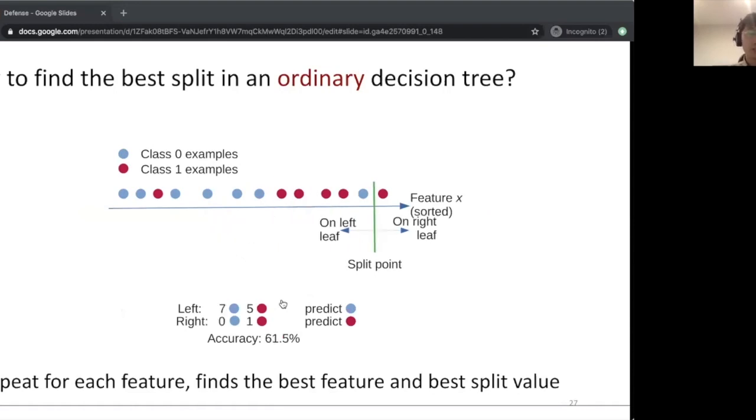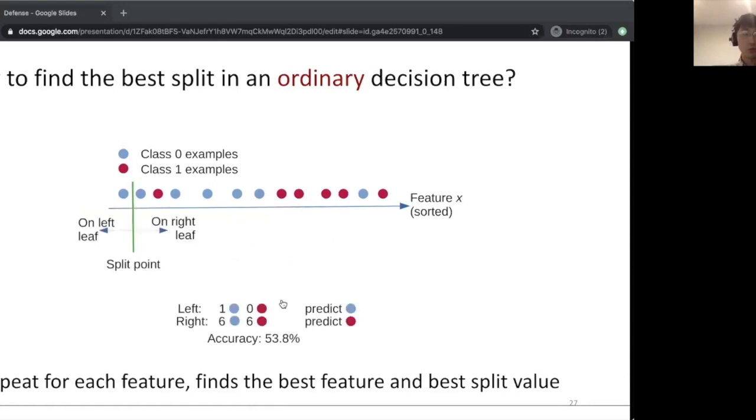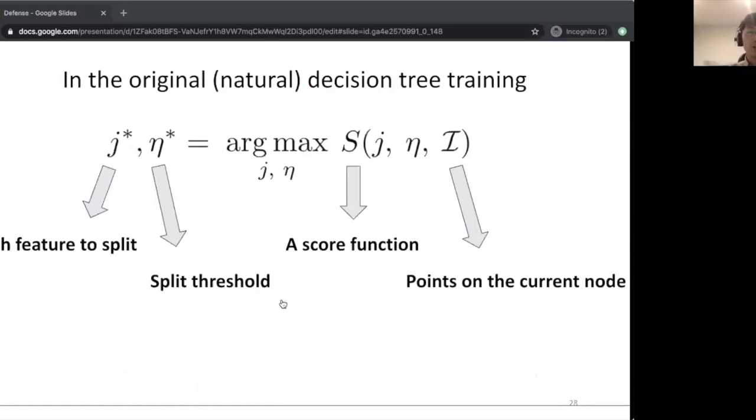So basically what we do is we pick a feature, we sort all the training examples according to that feature value, and we sweep through all possible thresholds and pick the best one. Here, J is the feature index, and eta is the splitting threshold. At each node, we try to find the best feature-threshold pair. To find this best pair, we maximize a score function, and different tree-based methods will choose different score functions.